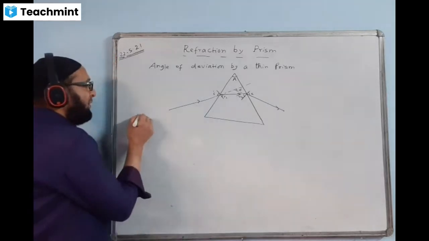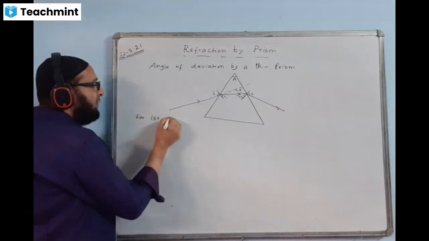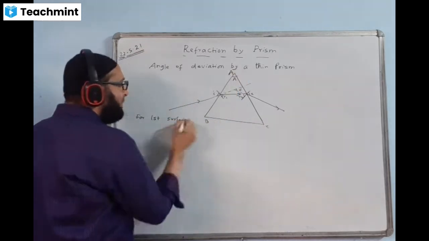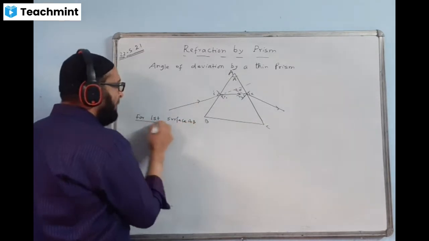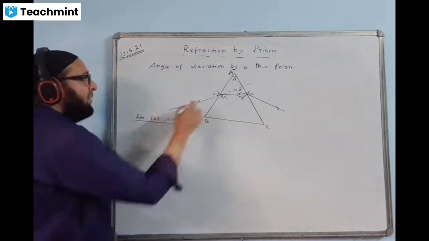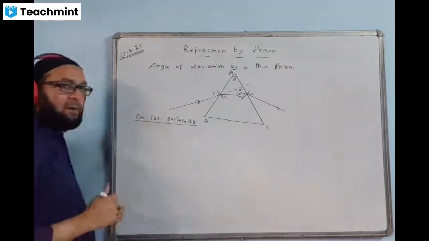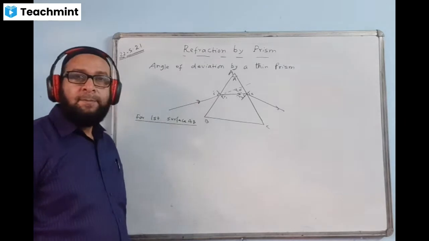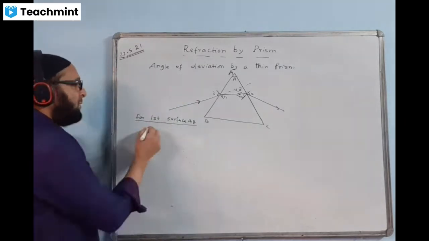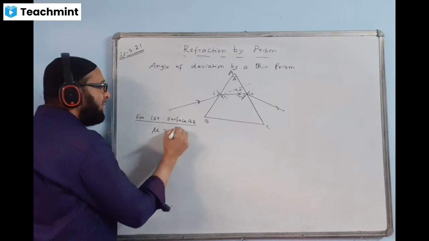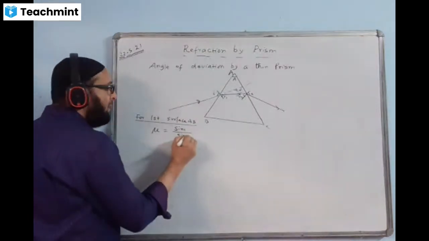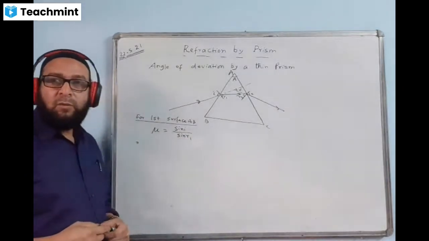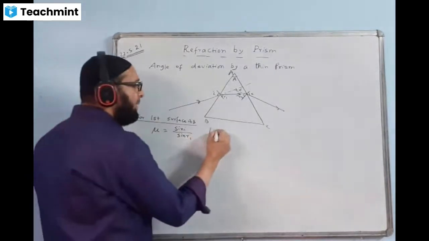You can write here for the first surface. I'll name the prism ABC, so for the first surface AB, or you can just write for the surface AB instead of mentioning first. Why am I saying first surface? Because this surface is receiving the incident light. What is the formula of refractive index? Mu is equal to sine I by sine R1. I'll write this formula first, Snell's law. Make a note here: by Snell's law.